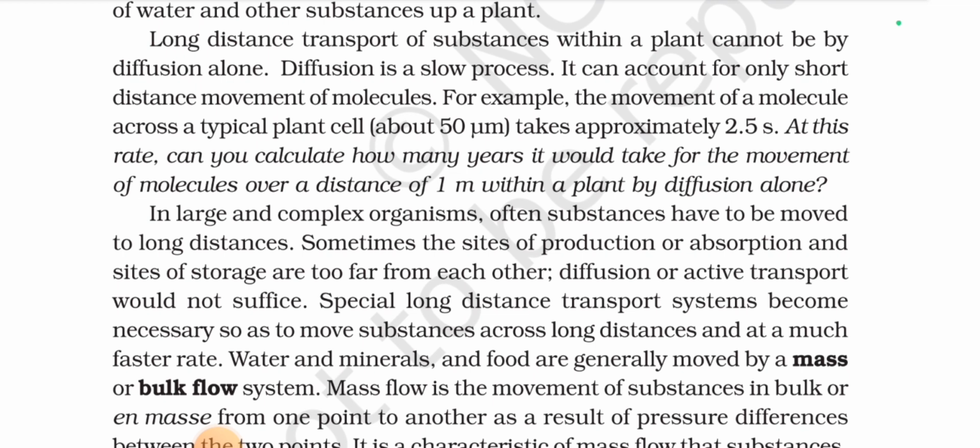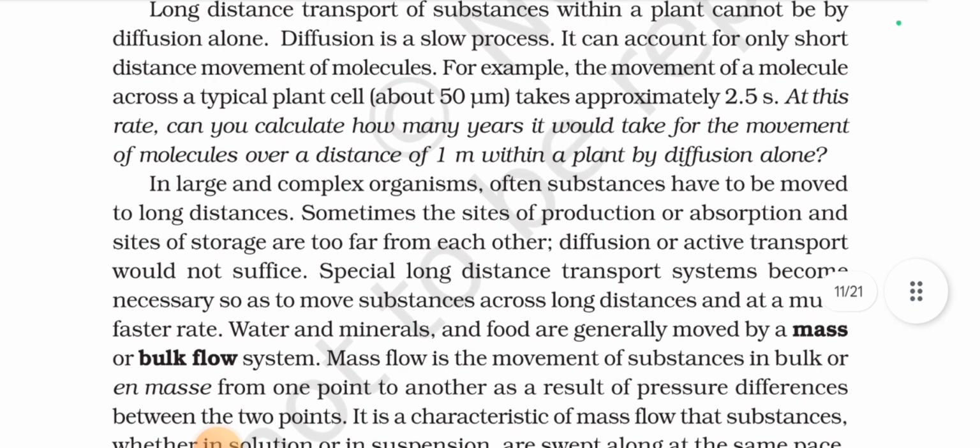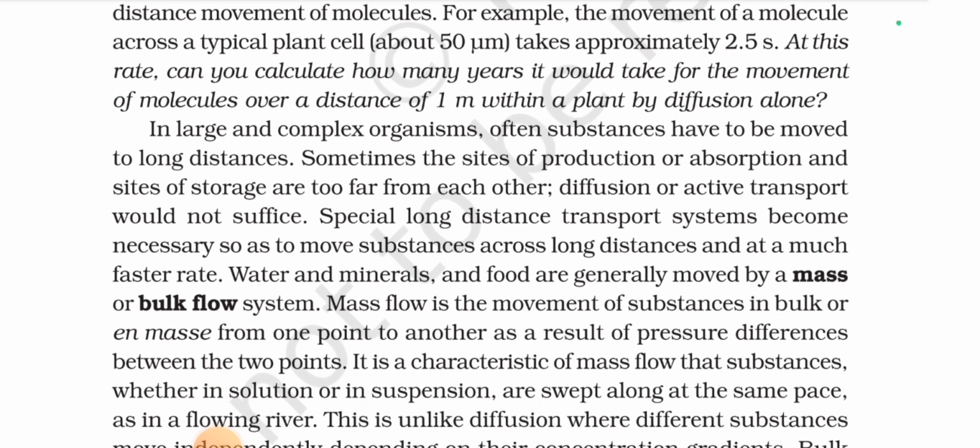At this rate, can you calculate how many years it would take for the movement of molecules over a distance of 1 meter within a plant by diffusion alone? In large and complex organisms, often substances have to be moved to long distances. Sometimes the sites of production or absorption and sites of storage are too far from each other. Diffusion or active transport would not suffice. Special long distance transport systems become necessary so as to move substances across long distances and at a much faster rate.